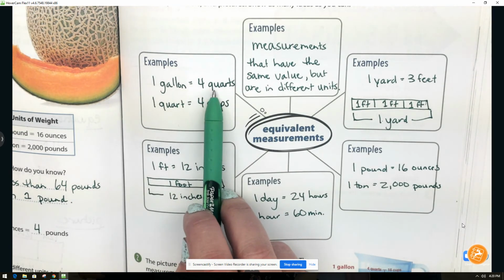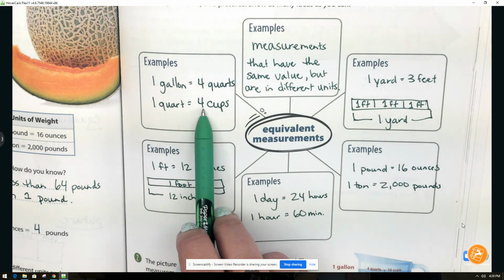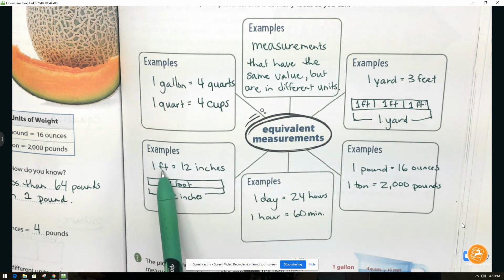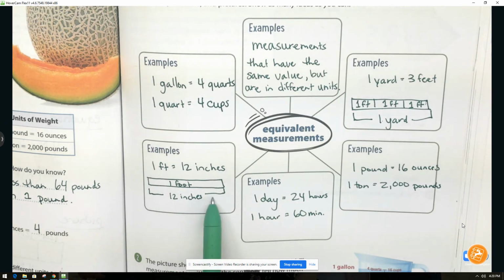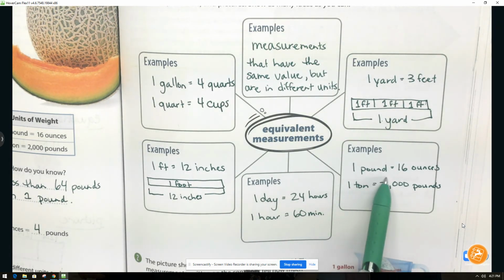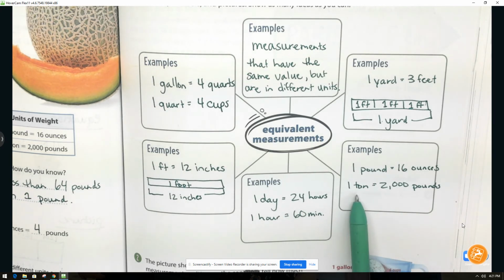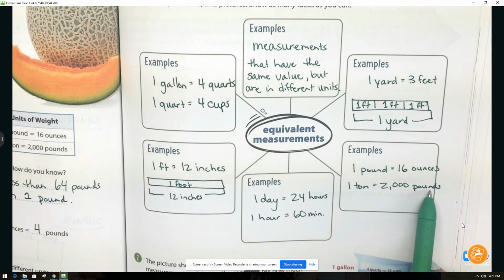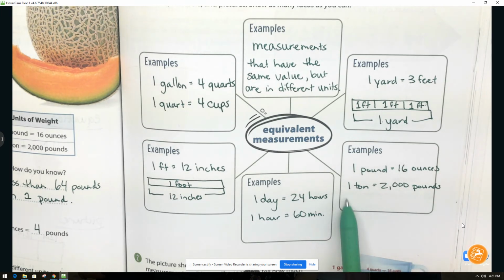1 gallon is equal to 4 quarts. 1 quart is equal to 4 cups. 1 foot is equal to 12 inches. And then I drew 1 foot here, showing you that 12 inches would take the same amount of space as the 1 foot. 1 day is equal to 24 hours. 1 hour is 60 minutes. 1 pound is 16 ounces. 1 ton is 2,000 pounds. That's why we measure cars in tons, because they are so many pounds that it makes way more sense to measure a car in tons than it does to measure it in pounds.